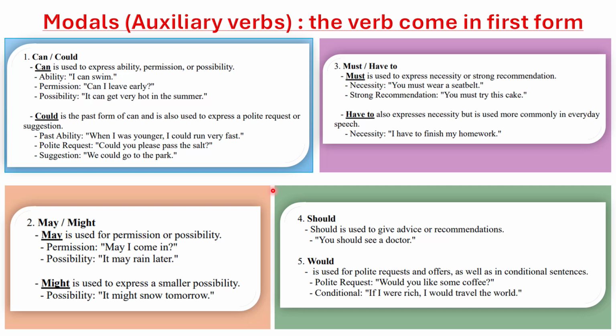Would is used for polite requests and offers. Every time, would is used with the polite request, and sometimes in conditional sentences. For example, in the polite request, would you like some coffee? Just a question. And in the conditional with if: if I were rich, I would travel the world. So just a condition. If I were rich, I would travel the world. Maybe I'm poor now. That's everything about the modals, and these are the important modals.